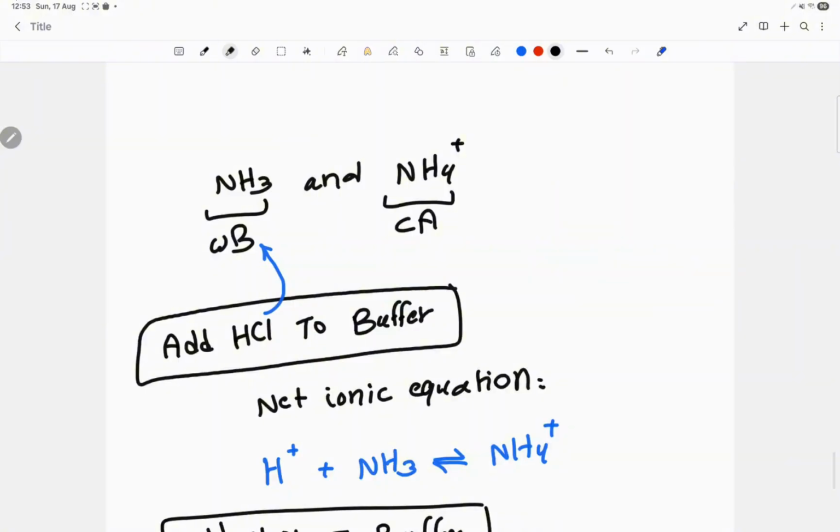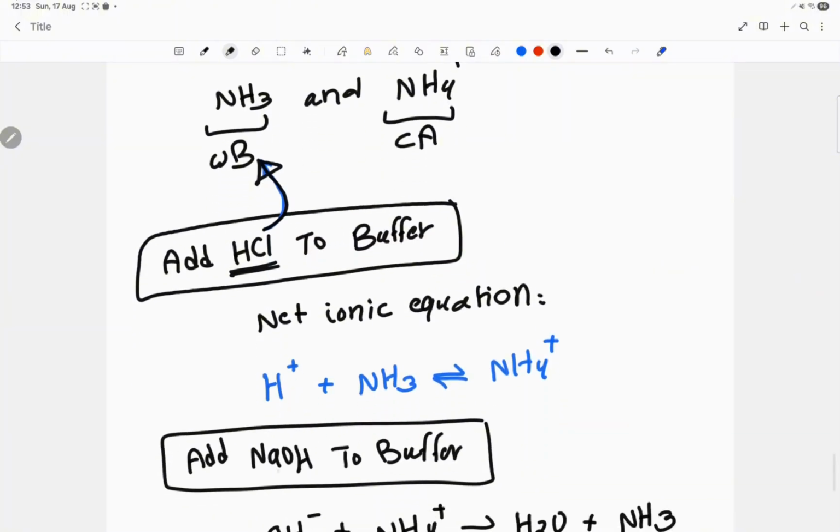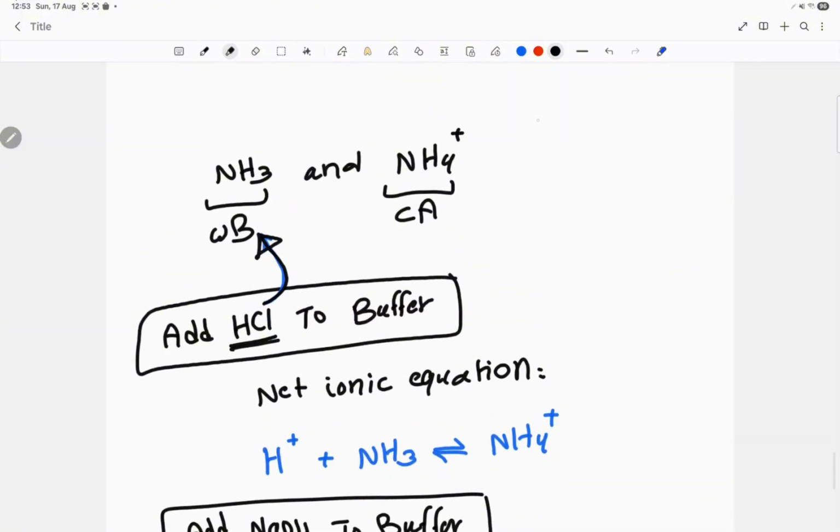So when you add HCl, which ones do you use? Look, in a buffer, you always have two things. So if you're adding a strong acid, you make it react with the weak base of the buffer. But if you're adding a strong base, you make it react with the conjugate acid part. Okay?